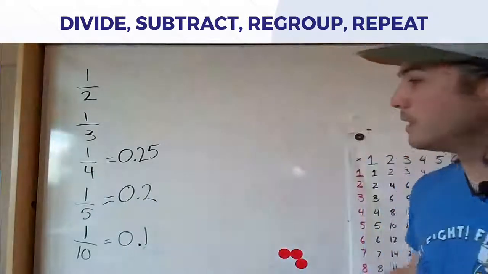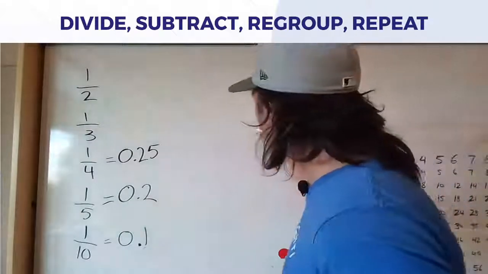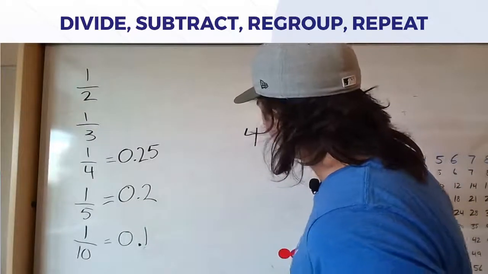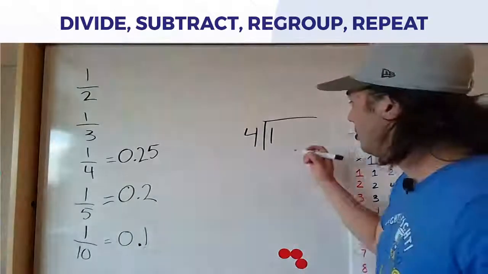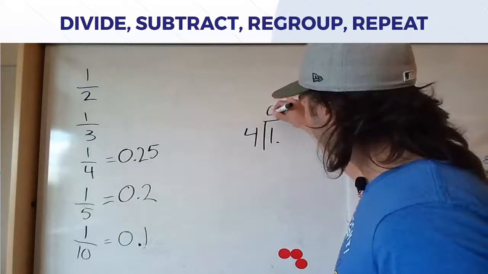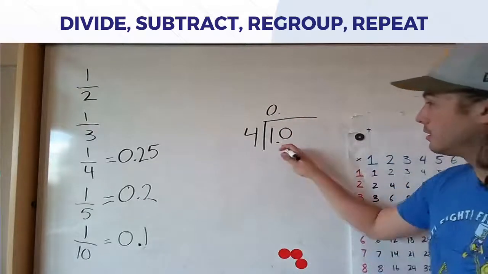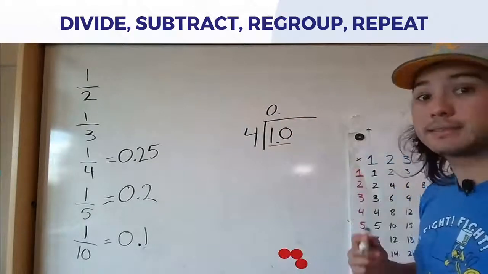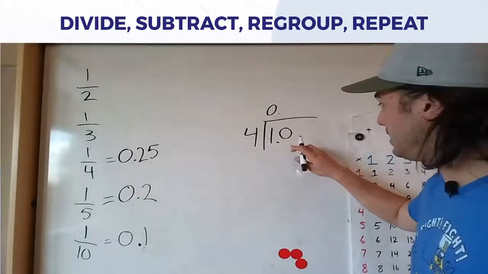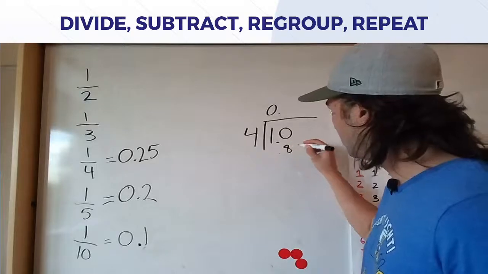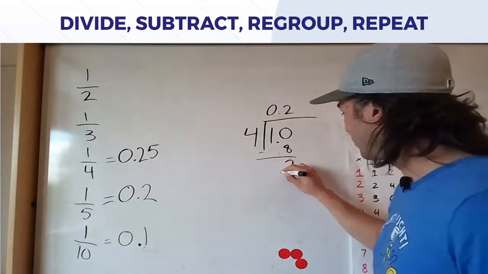Anyway, 1/4 equals 25 hundredths. Okay, we can prove that. We're going to take 1, we're going to divide it by 4. Okay, we can't divide yet, so we're going to put a 0 there. Regroup this into 10/10. Divide that by 4. How many groups of 4 can I make with 10? Well, I know that 8 divided by 4 is 2. Subtract, we're left with 2/10.